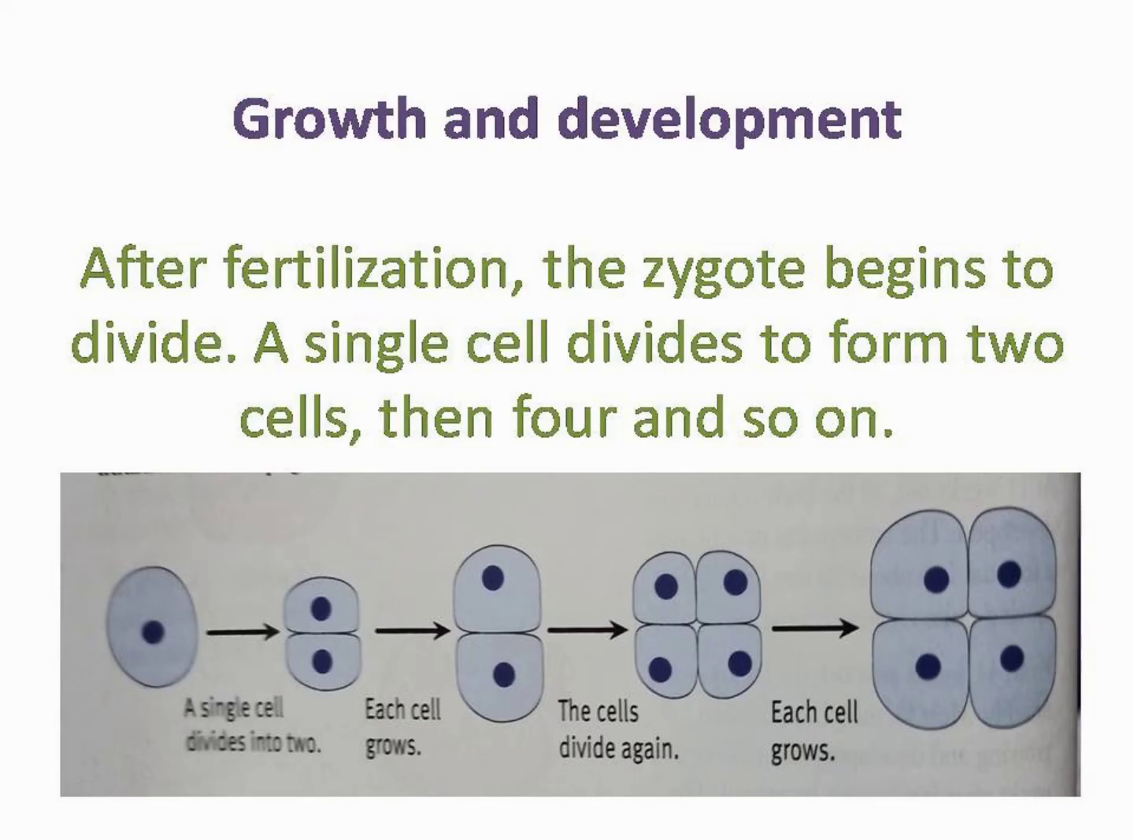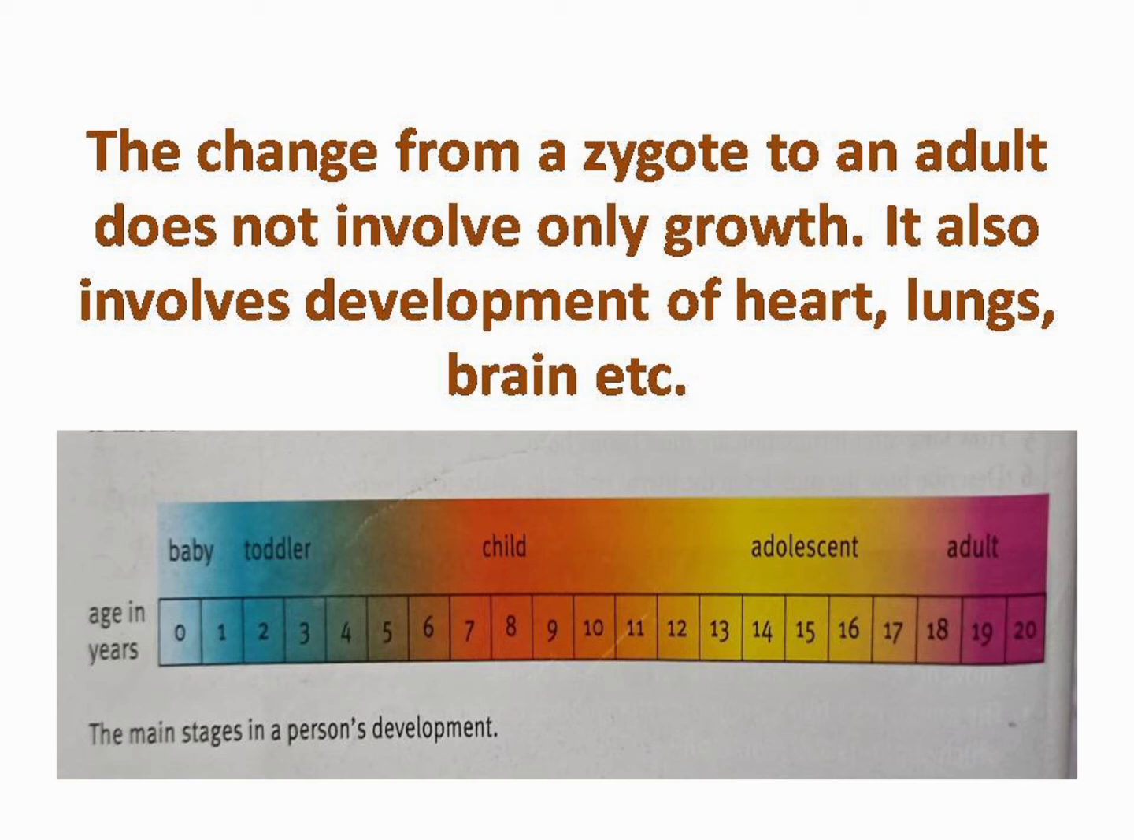Growth and development. After fertilization, the zygote begins to divide. A single cell divides to form 2 cells, then 4, and so on. The change from a zygote to an adult does not involve only growth. It also involves development of heart, lungs, brain, etc. The chart shows the main stages in development that everyone passes through.